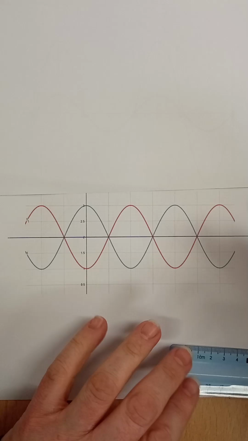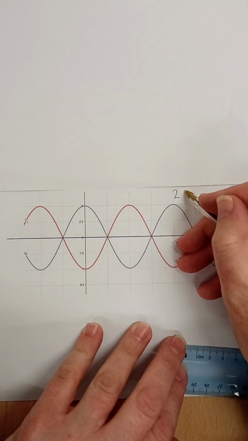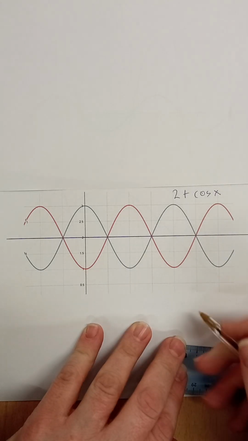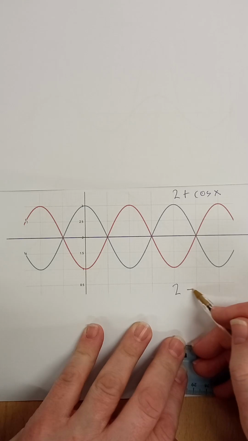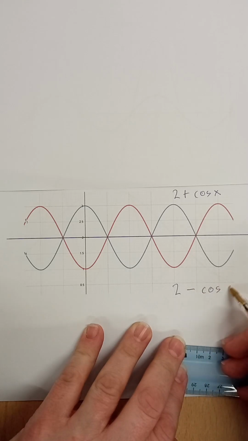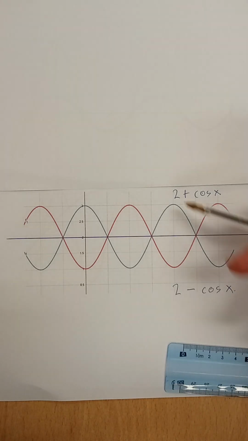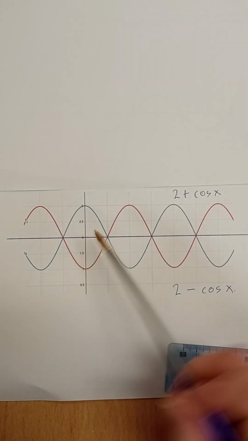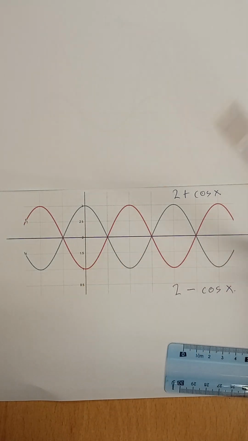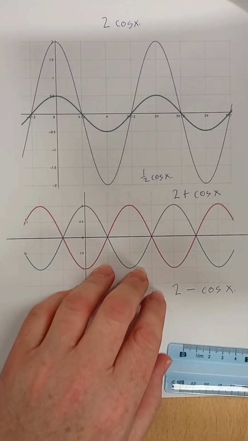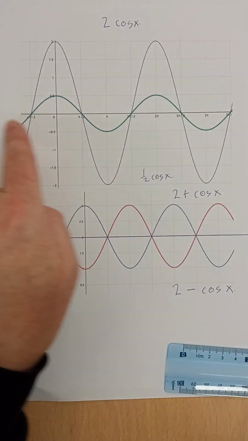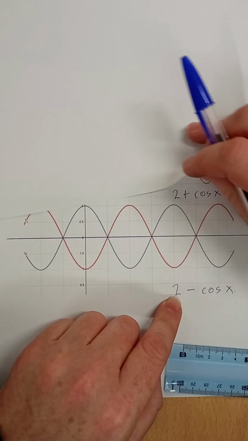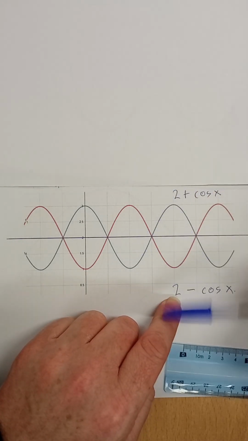The blue line represents 2 plus the cos of x. The red line, or orange line, represents 2 minus the cos of x. So let me explain what this a value does, and then let me explain what the plus and minus does. The a value moves the midline. Every other one we've done has been along the x-axis as our midline. The a value moves that up or down.